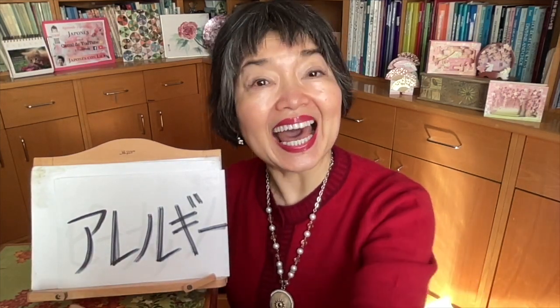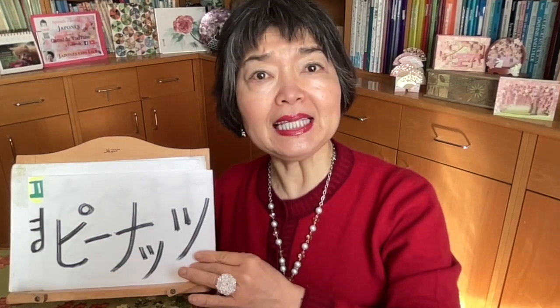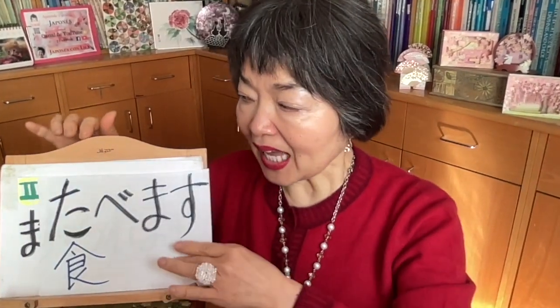At first, some vocabularies. Allergy, we say アレルギー. And peanuts, ピーナッツ, with small ッ. 彼はアレルギーでピーナッツが食べられません。Now the same sentence but with ら抜き, very casual way.